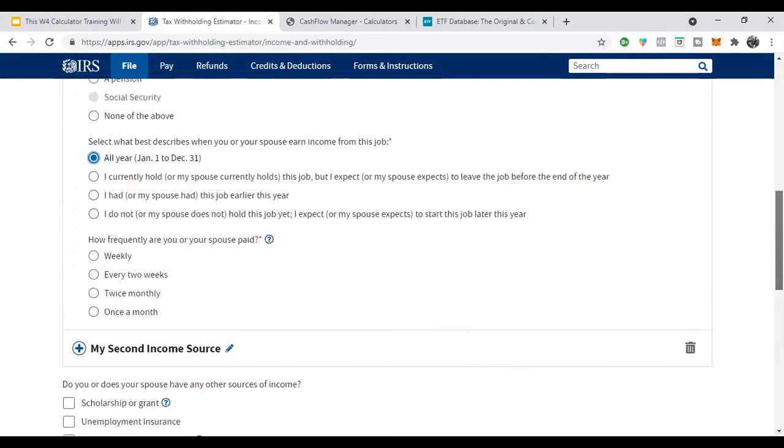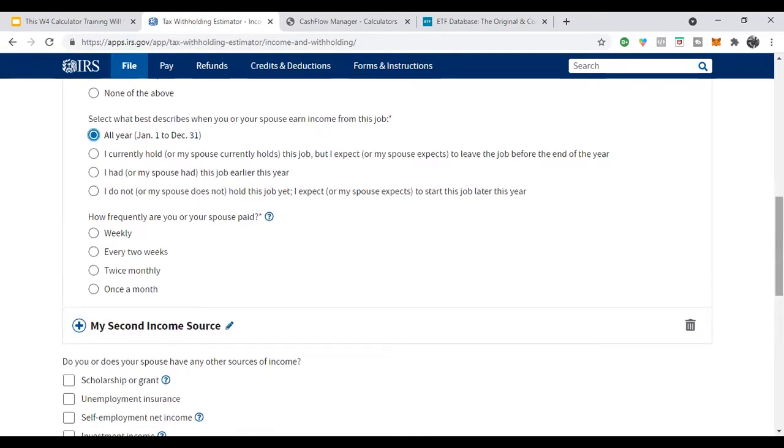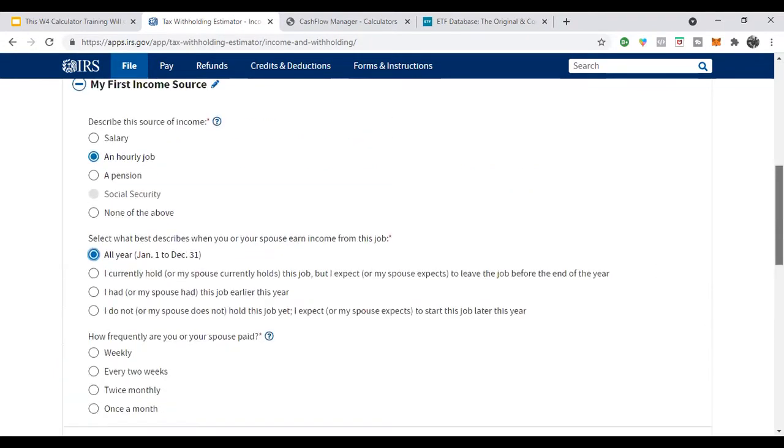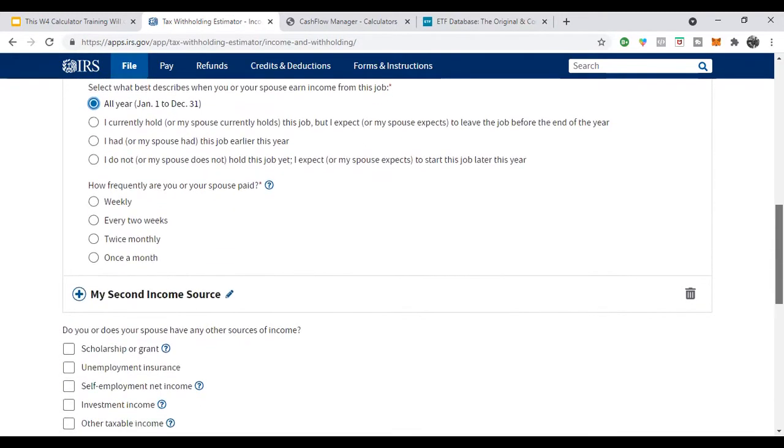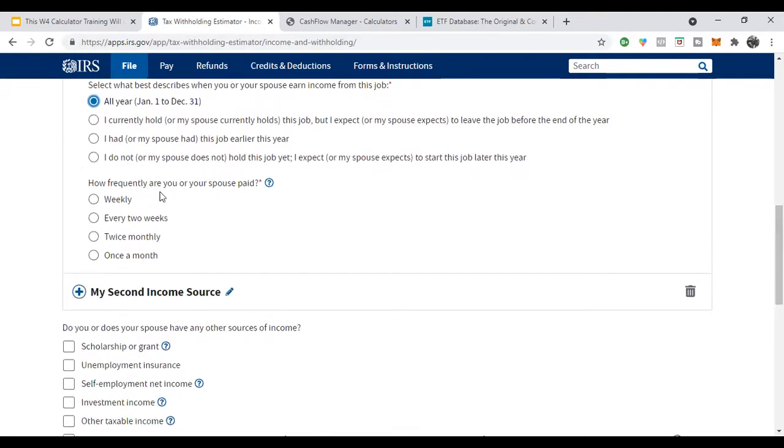So just fill it out based on your scenario, but pretty much it's going to still line up the same. How frequently are you and your spouse paid? Honestly, they're trying to make it even more exact, because for them to ask whether it's salary or hourly or Social Security or pension, they're trying to get down to the nitty gritty so the numbers are even more accurate. So that being said, it says, how frequently are you and your spouse paid?